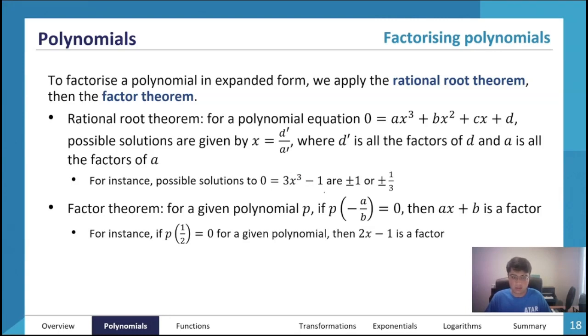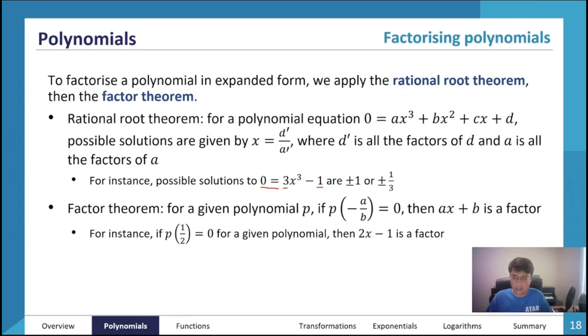So in this case, we have this polynomial here, 3x cubed minus 1. If we're looking for potential solutions to it when we set this polynomial equal to 0, then the solutions are going to have this form right here, d prime over a prime. D prime is all the factors of d. So in this case, our d value is 1. So all of the factors of 1 is just 1 and negative 1. Because 1 times negative 1 is negative 1, negative 1 times negative 1 is 1, and 1 times 1 is 1. So 1 and negative 1 are factors of 1.